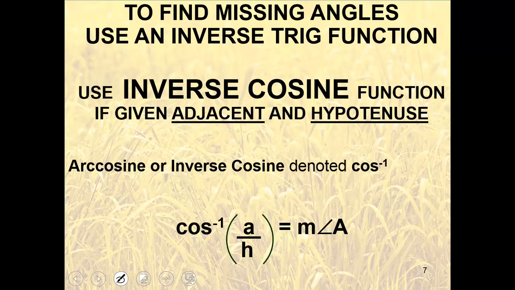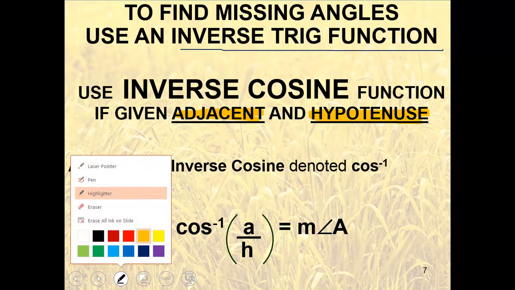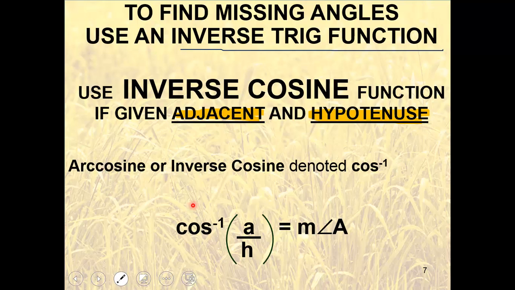To find missing angles, remember you use an inverse trig function. You're going to use the inverse cosine if you're given information about the adjacent and the hypotenuse, because those are the things that cosine works with, right? So here we are. We have inverse cosine of the adjacent side over the hypotenuse has to equal the measure of an angle.